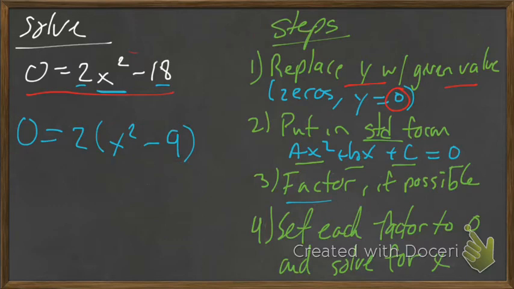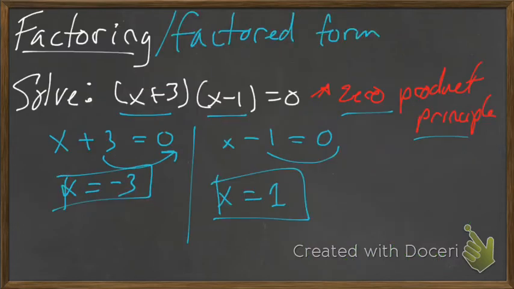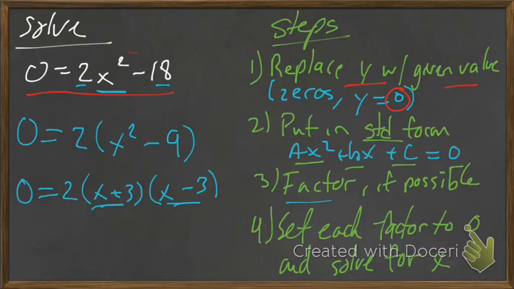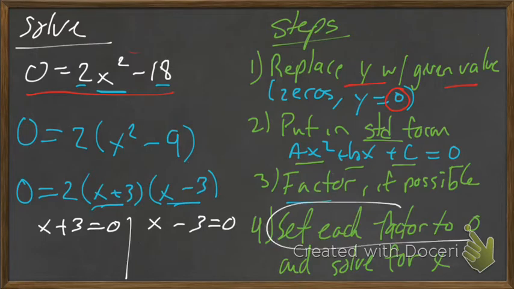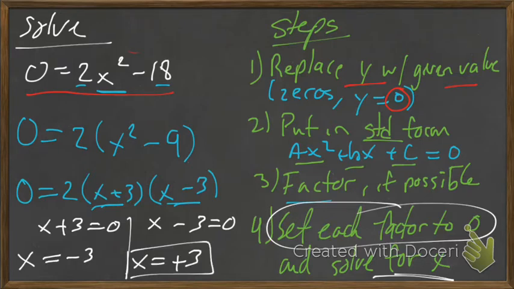Since it's a difference of squares, what we're going to end up with is 0 equaling 2 brackets, x plus 3 and x subtract 3. Now we have values here that we can work with, just like in the previous equation. So x plus 3 equals 0 and x subtract 3 equals 0. Now we're going to set each factor to 0 and solve for x. X can be equal to negative 3 or x can be equal to positive 3. Those are my two values for x, the two possible options.